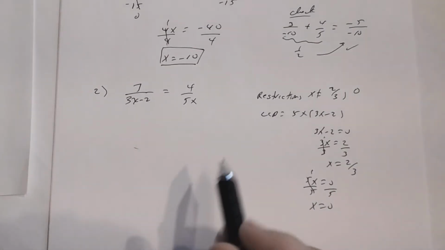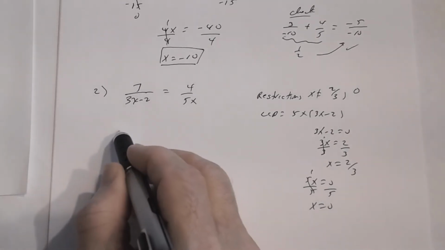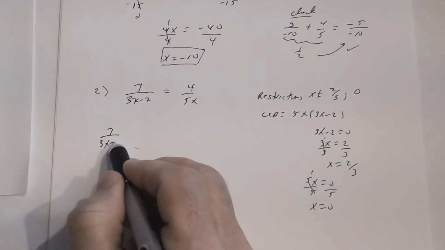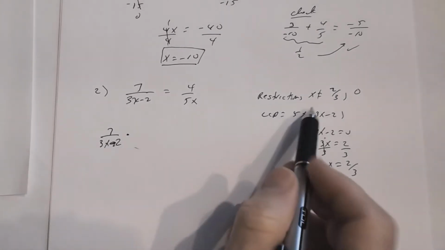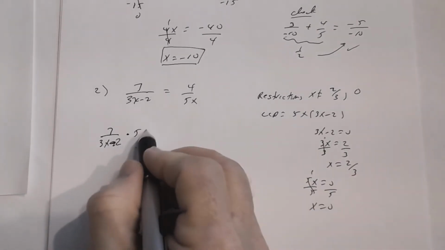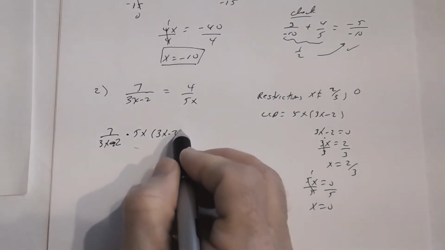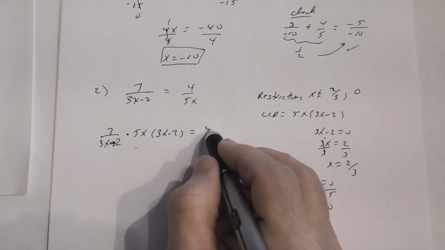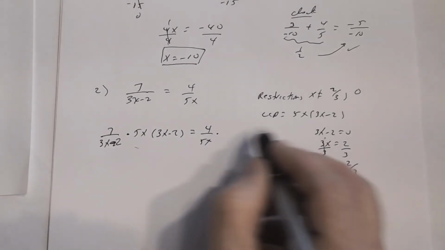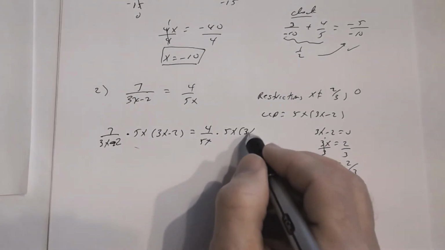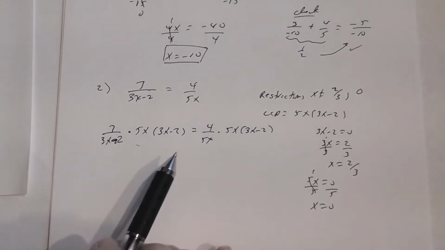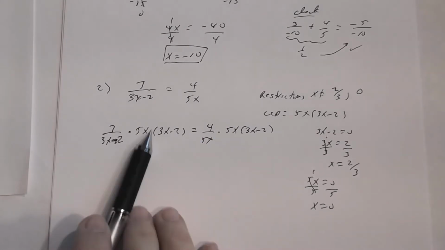See, both terms had to be multiplied by the LCD. All right. Now, when I look at this one, there's only one term on each side, so I'm not going to use parentheses. I'm going to say 7 divided by x minus 2 times the LCD, which is 5x times 3x minus 2, equal, and then the other term, 4 divided by 5x times the LCD, 5x times 3x minus 2.